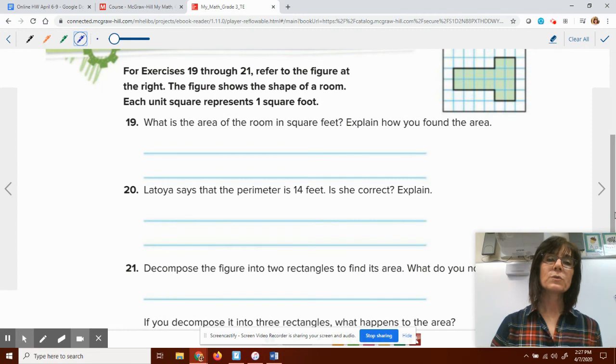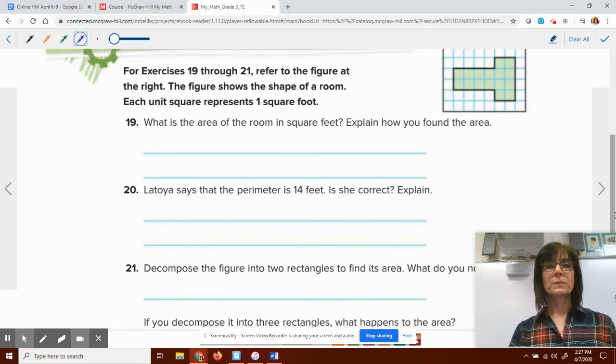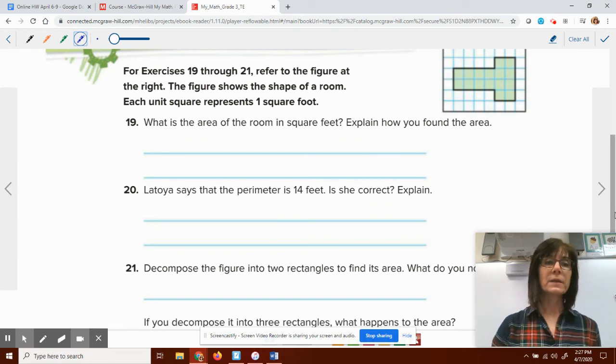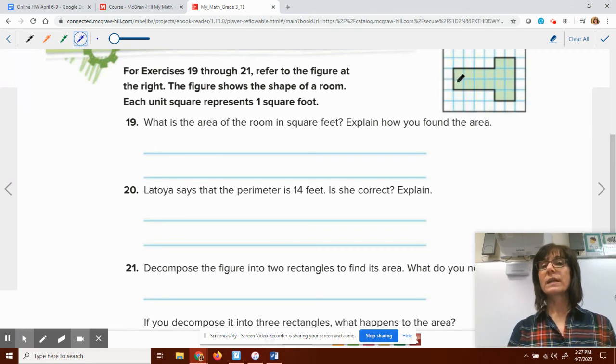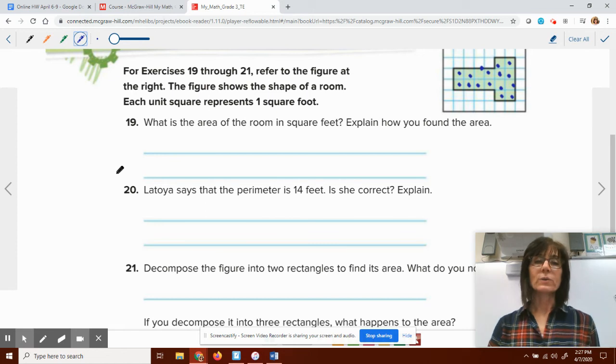For 19 through 21, refer to the figure at the right. The figure shows the shape of a room. Each square unit represents 1 square foot. What's the area of the room in square feet? You could either count this as 1, 2, 3, 4, 5, 6, 7, 8, 9, 10, 11, 12, 13, 14, 15, 16. That's one way to do it.